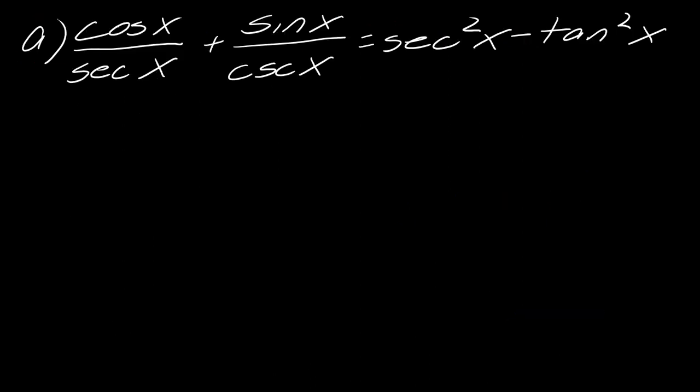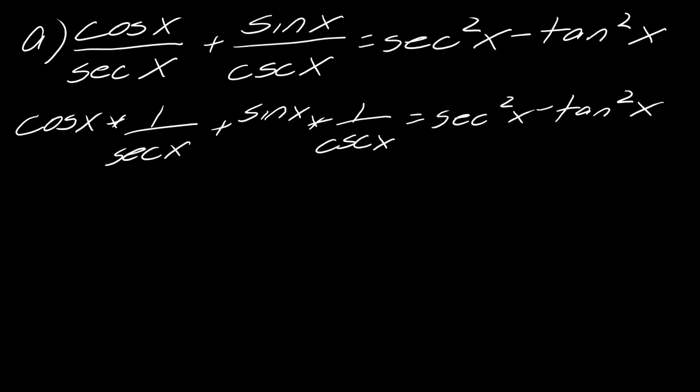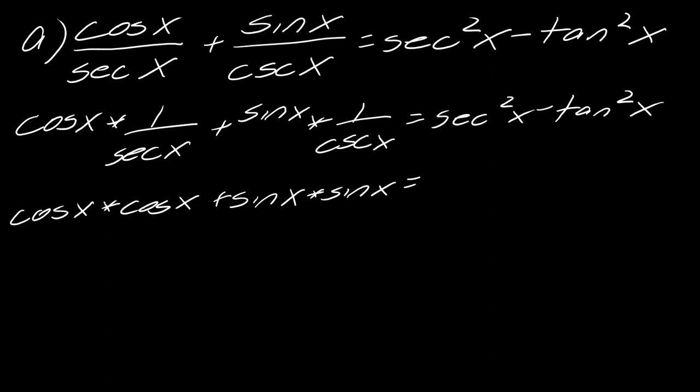So let's take a second to just rewrite these in. So I've got cosine of x, and I've got 1 over secant x, and then I've got sine of x times 1 over cosecant x, and this is secant squared x minus tangent squared x. Okay, so now I can rewrite this as cosine x times, well, this would really just be cosine x, right? And then this would be sine of x times sine of x.